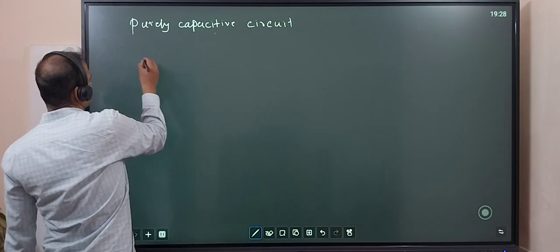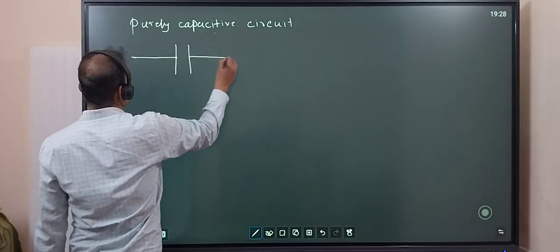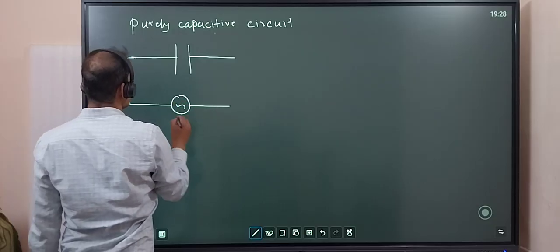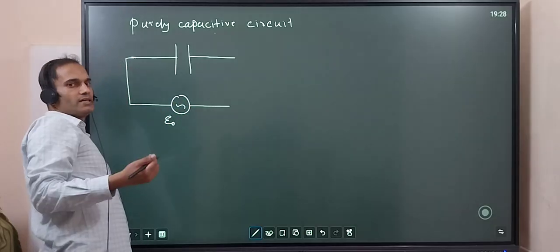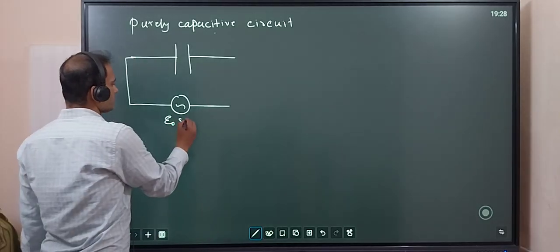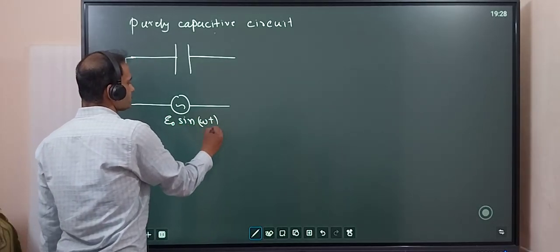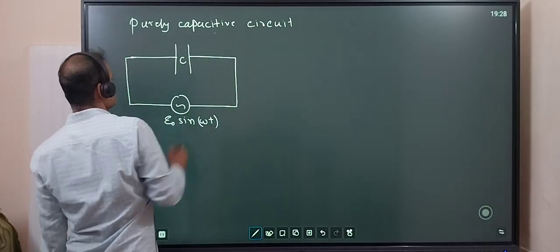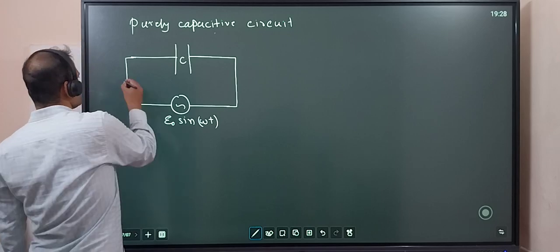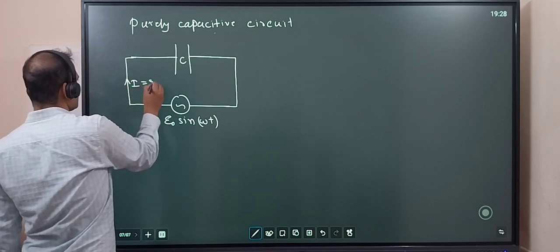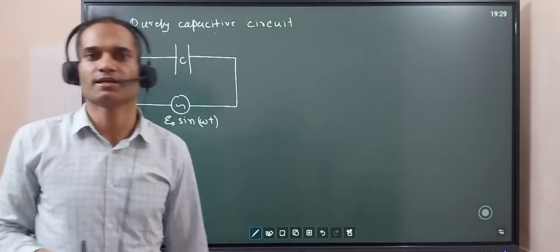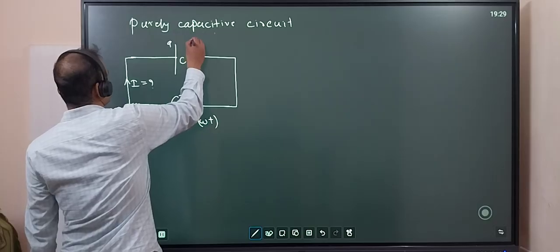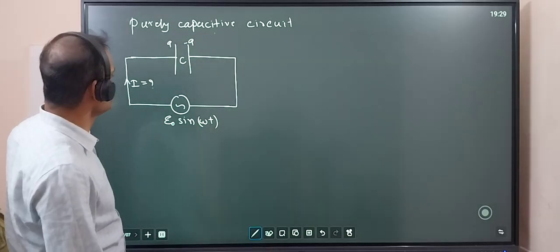So in the purely capacitive circuit we have a capacitor and we have a source of EMF. This thing means an AC source. Okay, the EMF source is E naught sine omega t, and that's it. And the capacitance is C. Let us say some current is going. We don't know this current, okay? We have to find the equation of this current. The capacitance is C and the charge is Q here and minus Q here.